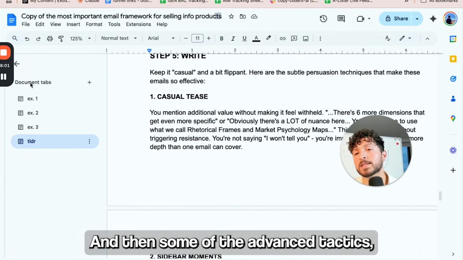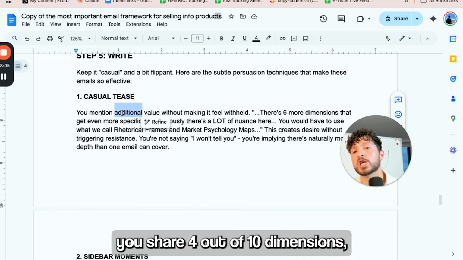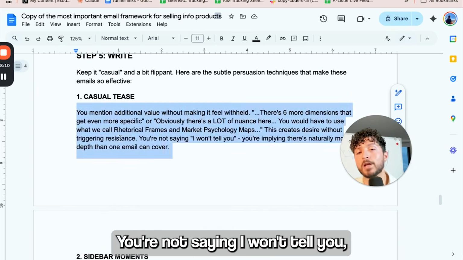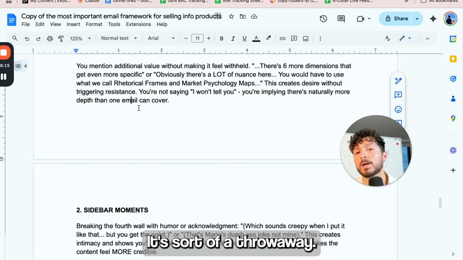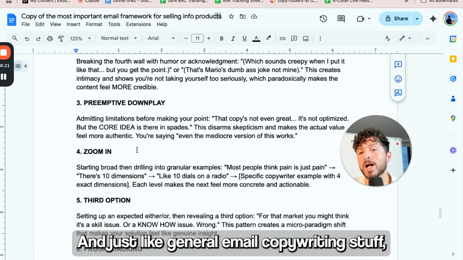Okay, and then some of the advanced tactics, which I already mentioned, but I'll put on here, is the casual tease. So you share 4 out of 10 dimensions, 30 to 40%, then you just casually tease that there's more. Okay, you're not saying I won't tell you. You're implying that there's naturally more depth than one email can cover. It's sort of a throwaway. There's sidebar moments. Okay, that's just kind of fun and just general email copywriting stuff.